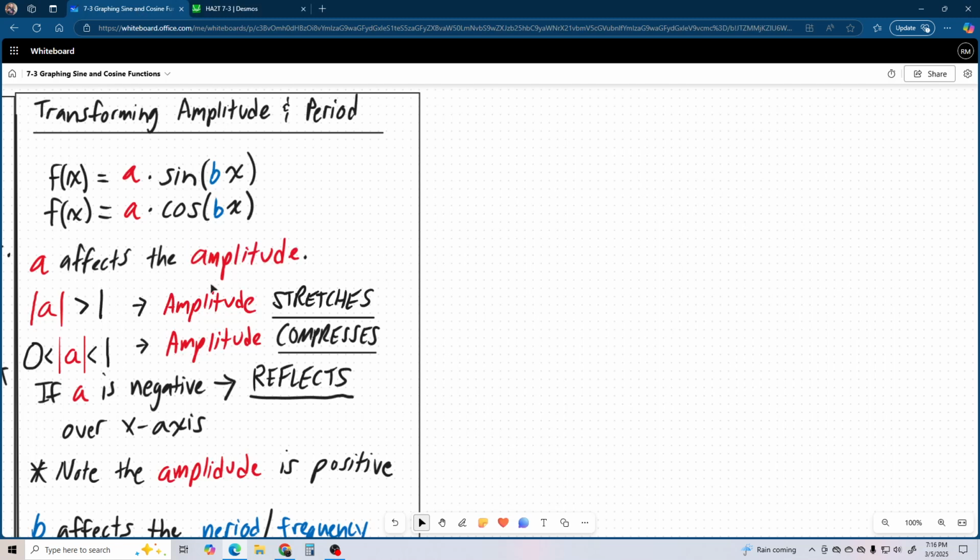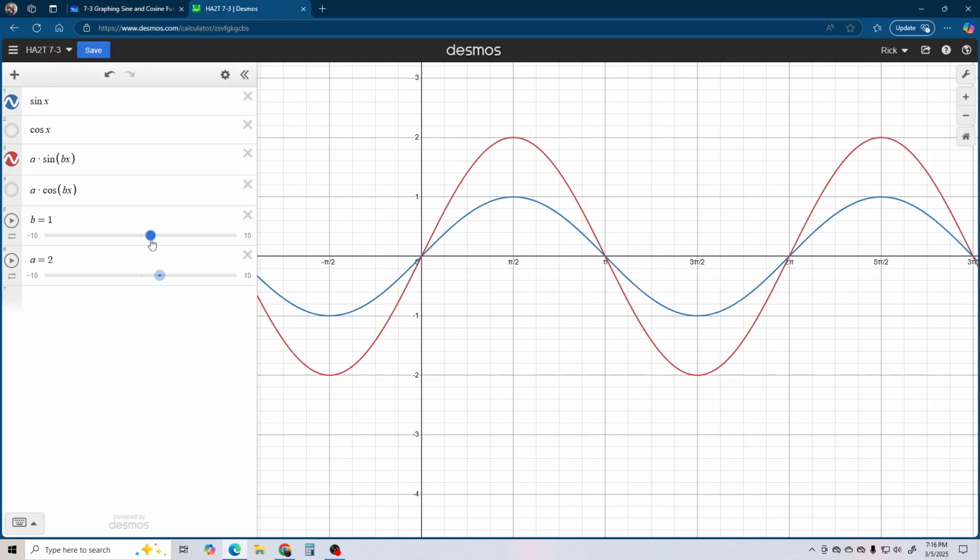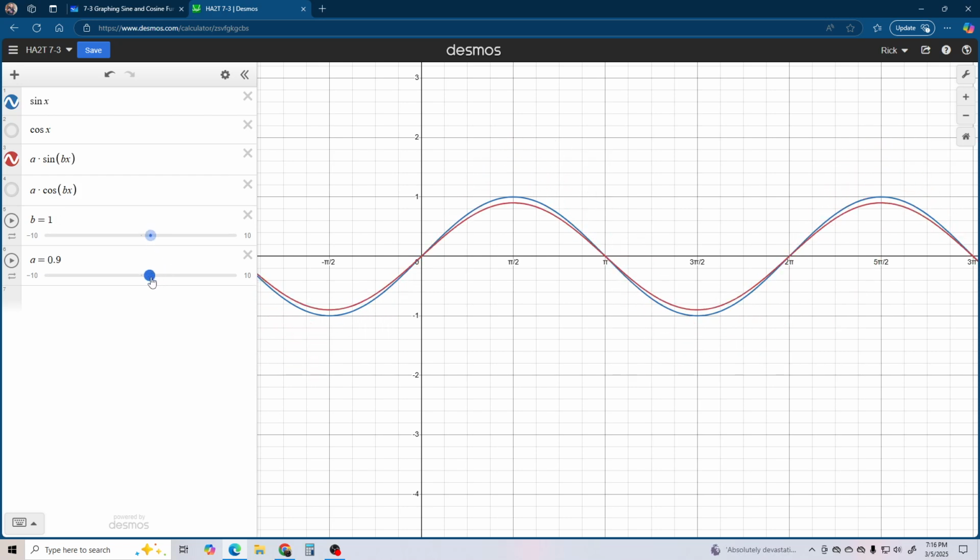All right, so when A is between 0 and 1, the amplitude compresses, right? So in other words, just think about what this would... All right, here we go. So this is 1, right? Watch what happens as I go down. Let's go to 1/2, right? You'll see how it pinches against the x-axis, right? It compresses against the x-axis.